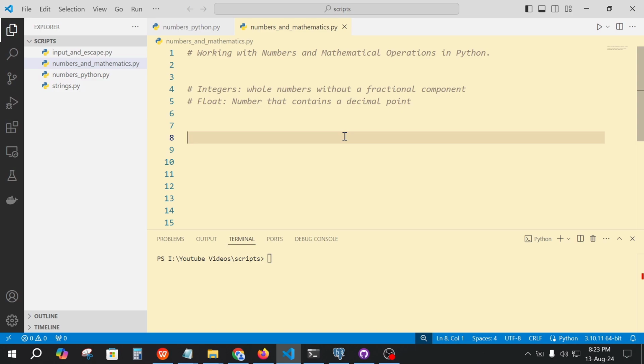In today's video, we'll be diving into the world of numbers and mathematical operations in Python. Whether you are a beginner or looking to brush up on your skills, this tutorial will help cover everything you need to know. We will start by defining numbers and their types.